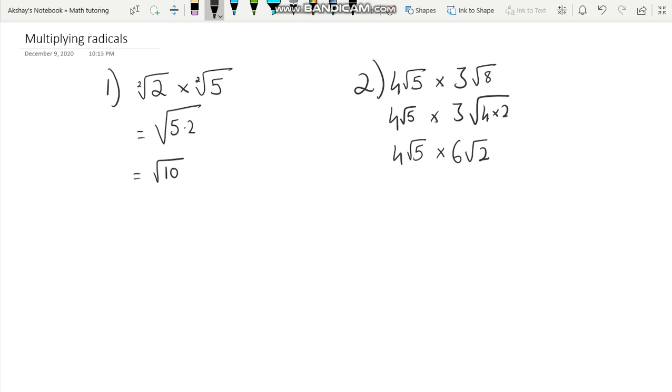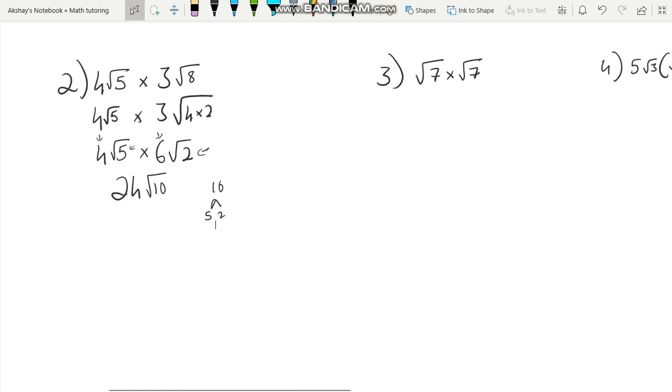Now I multiply. Again, when we have the same index, we can multiply our coefficients together, and we can also multiply our radicand together. So my 4 and my 6, and my 5 and my 2. 4 times 6 is 24. My 5 times my 2 is 10. My prime factorization of 10 is 5 and 2, and I cannot simplify it any further.